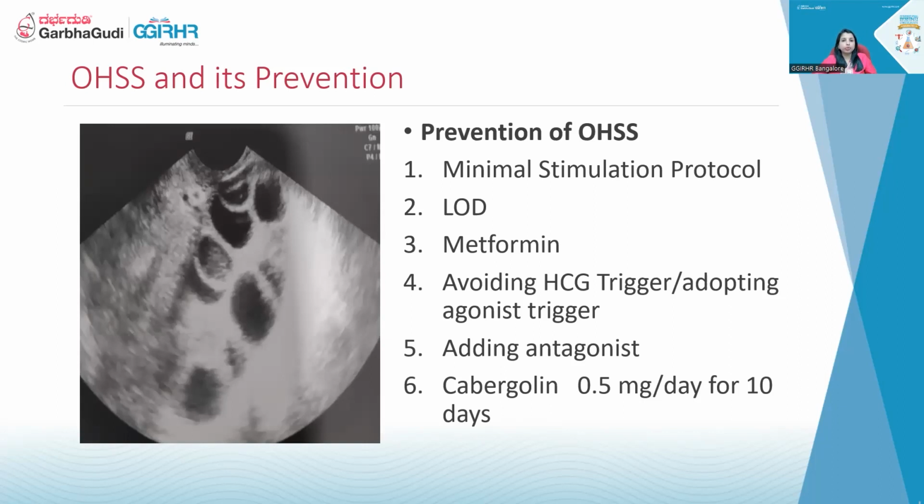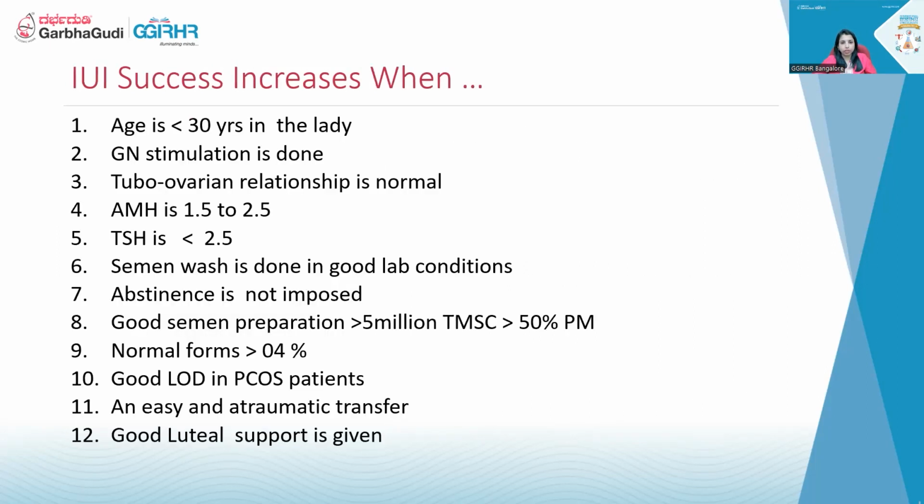And if you are doing this in a polycystic ovarian patient, where there is a chance of hyper response, probably consider doing an ovarian drilling for a controlled response. You can combine oral ovulogens or gonadotropins with metformin in order to prevent OHSS, and avoid giving an HCG trigger to prevent OHSS. Adding an antagonist, cancellation of cycles, and gabapentin will definitely help to prevent this OHSS.